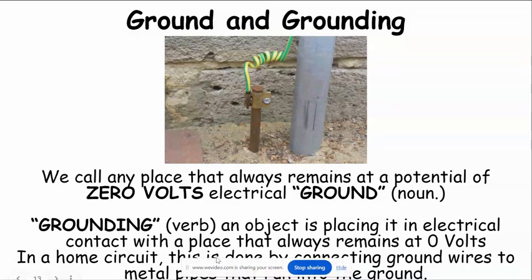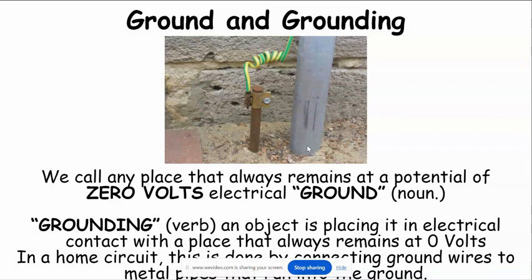In a home circuit, this is done by connecting your ground wires to metal pipes that run into the ground. So if you ever go in your basement, you're going to see, probably connected to some water pipes, a thick copper cable that goes into your electrical box. And the fact that it goes to a water pipe is important, because a water pipe is always going to be safe to touch from an electrical point of view. The water pipe goes into the ground, and the ground is at 0 volts.